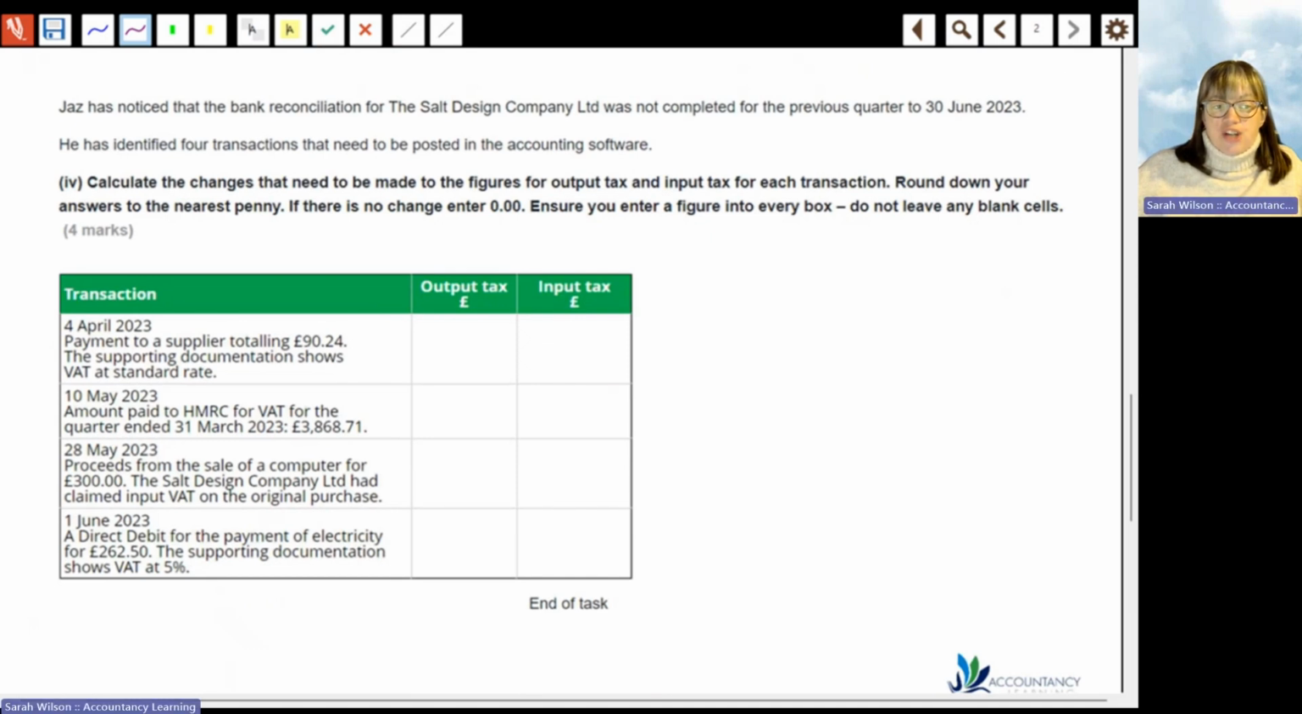So the next part then is Jazz has noticed that the bank reconciliation for the Salt Design Company Limited was not completed for the previous quarter to the 30th of June 2023. He has identified 4 transactions that need to be posted in the accounting software. So we've got to calculate the changes that need to be made to the figures for output tax and input tax for each transaction. We're told to round down your answers to the nearest penny. If there's no change, enter 0.00 and ensure you enter a figure into every box. So in order to pick up full marks for this question, we need to make sure that there's something in each of these boxes.